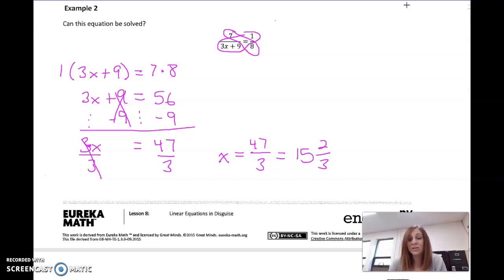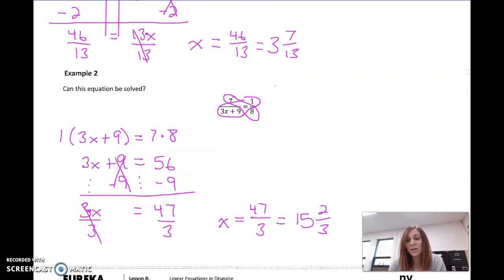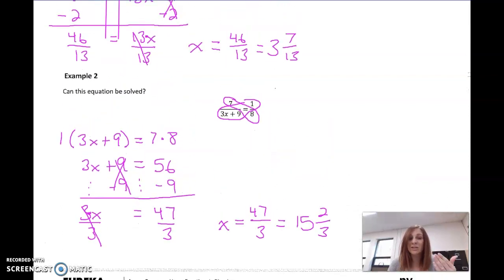All right, so linear equations in disguise, they're actually proportions, or we solve them like proportions. We just need to use the cross products property and then simplify each side and solve for x.